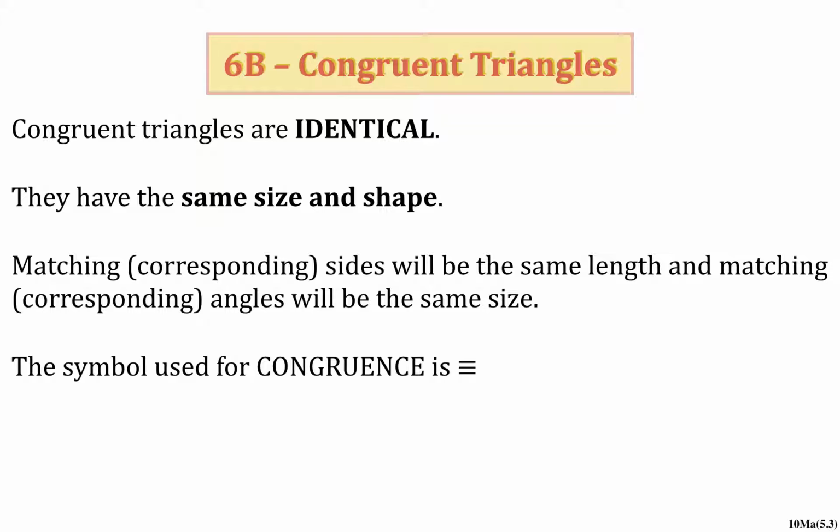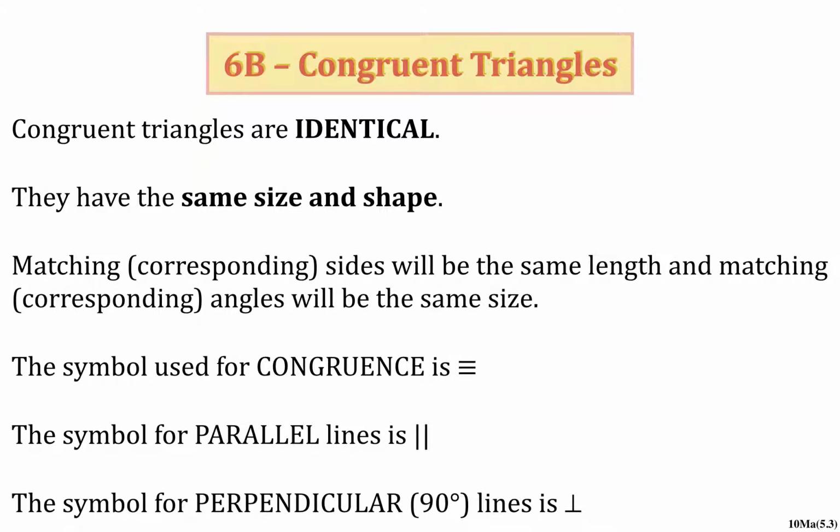Now, when we're talking about congruence in maths, we use a symbol that's a little bit like an equal sign, but there's three lines, and that means the shapes are congruent or exactly the same as each other. When we talk about parallel lines, we have two vertical lines, and that means two lines are parallel to each other. If we're talking about two lines that are 90 degrees to each other, they're called perpendicular lines, and there's our symbol there for perpendicular lines. So there's a little bit of background for shapes and understanding.